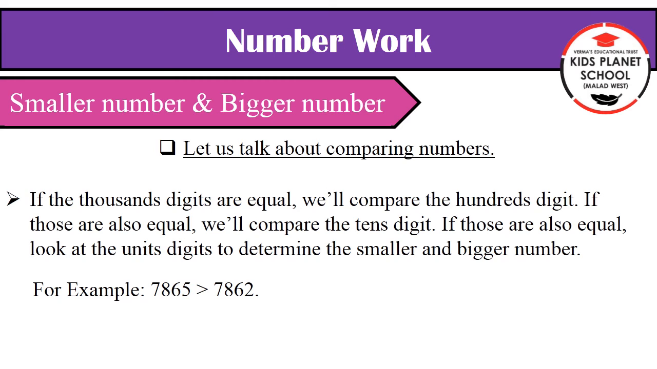So now, we'll compare the digits which are at the units place. In 7,865, 5 is at the units place. And in 7,862, 2 is at the units place. So children, which is the bigger number? 5 or 2? Yes, 5. So it means 7,865 is the bigger number.